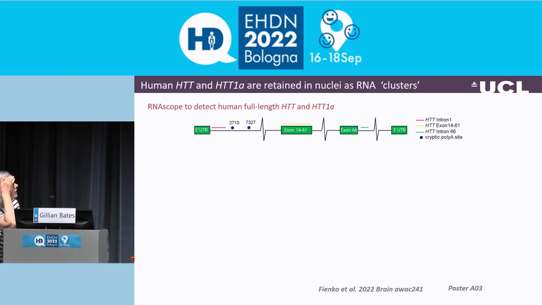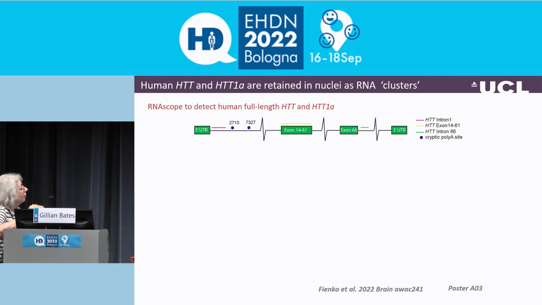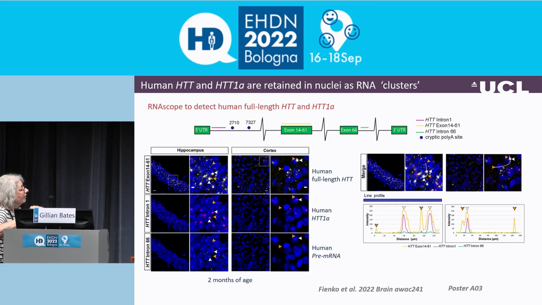But here we then also turned to a protocol called RNAscope to look at the location of these transcripts. Here, Sandra used a probe to, again, intron 1 to look for intron 1 sequence, the Huntingtin 1A, the full-length transcript, and other intronic sequences, here intron 66.